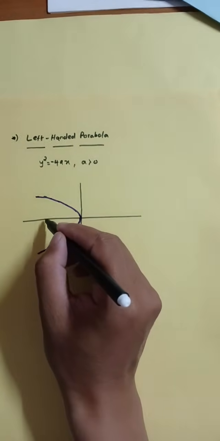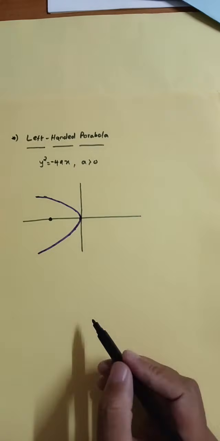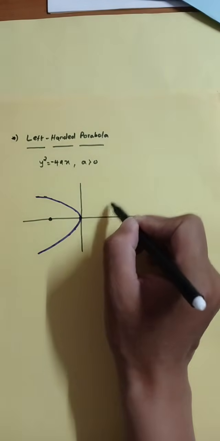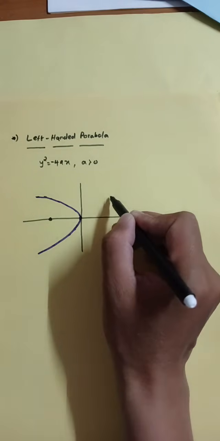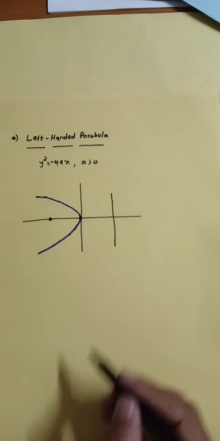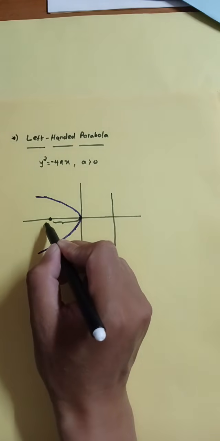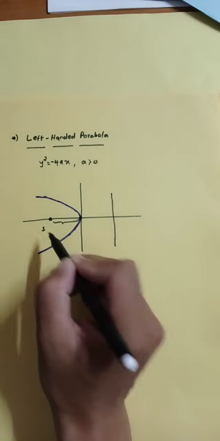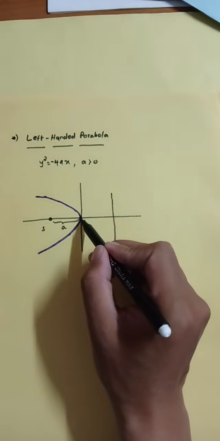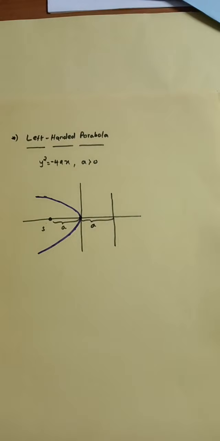Inside this parabola, I'll have my focus. And this is my vertex. My vertex is at the origin, 0, 0. Then I'm going to have a directrix line. So this is my directrix. The distance between focus and vertex will be a. Similarly, the distance between the vertex and the directrix will be a.